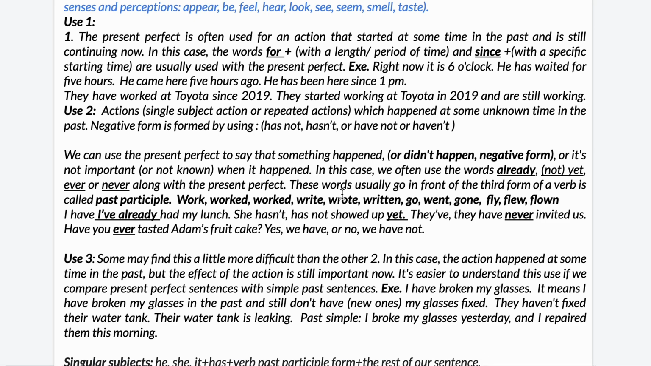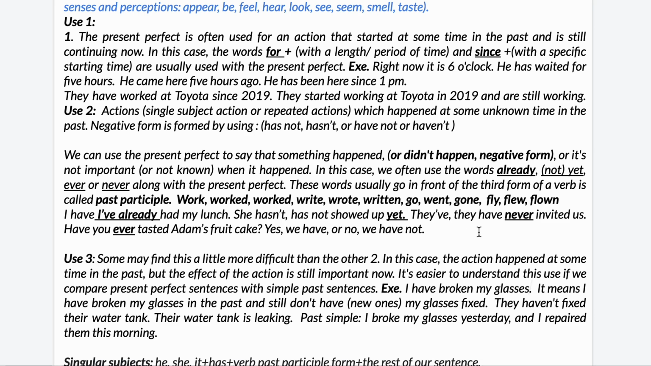I have broken my glasses. It means something happened in the past, but the impact is still going on. This is present perfect. So it means my glasses are still not fixed or repaired, they're broken. I broke my glasses in the past and still don't have new ones, or my glasses haven't been fixed yet. They haven't fixed their water tank.